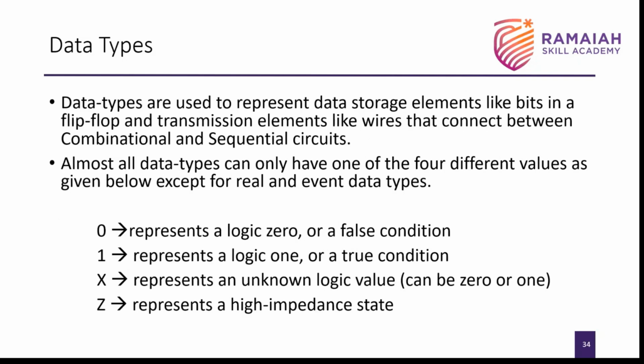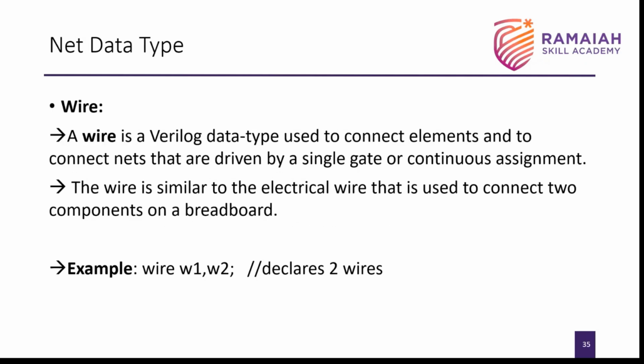Now these data types are used to represent the data storage elements. Correct. So it can take 4 types of values. Suppose you want to represent a logic 0 or a false condition, then it stores 0. If you want to represent a logic 1 or true condition, it stores 1. Suppose you want to represent unknown logic values, that means it can be either 0 or 1. We don't know what the value of the particular variable will be. Then it is X. Then Z represents the high impedance state.